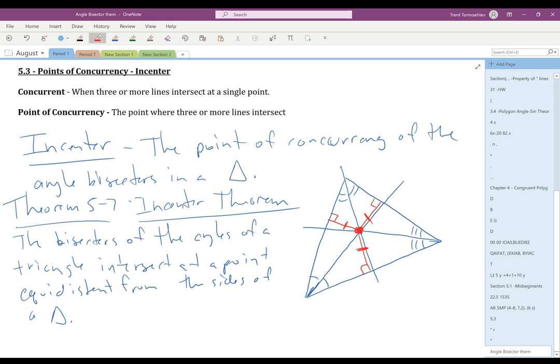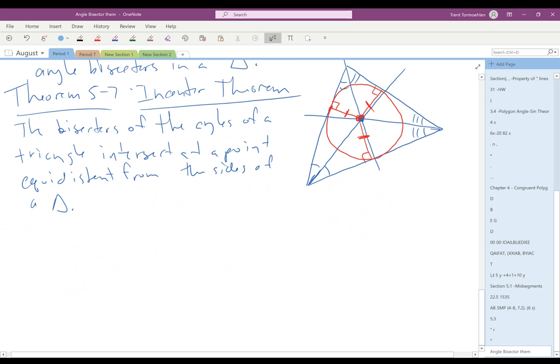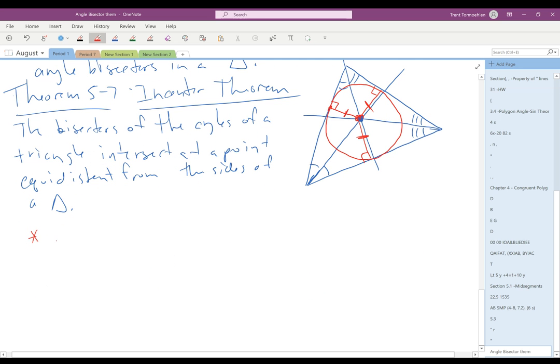Okay, now if you have three segments protruding from a single point, that means if they are all the same, they're going to go through the same circle. And so that's also the case here. And so if we draw in a circle, we call that circle the inscribed circle because it's put inside a triangle. And the incenter is also known as the center of the inscribed circle of a triangle.